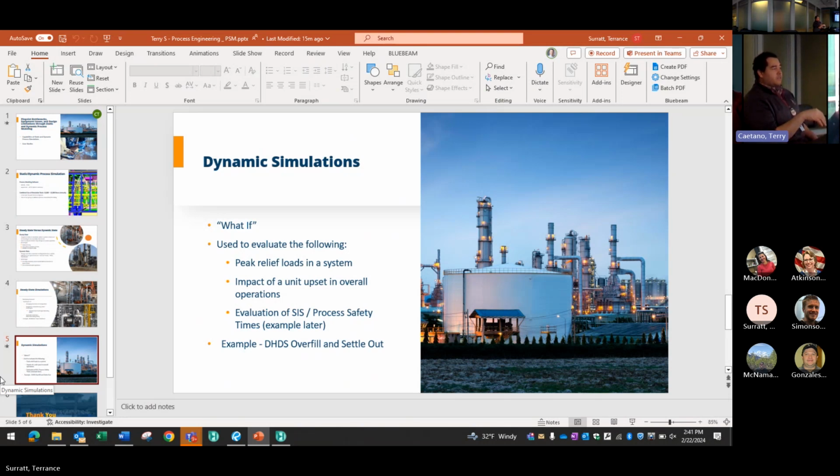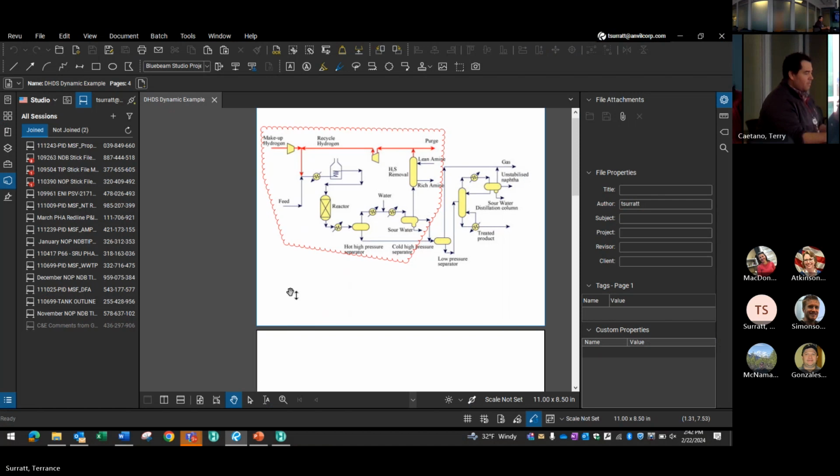The dynamic simulation does everything the static simulation does, but it does it with the integration over time. And so you can see if you close a valve, you can watch how the pressure changes at different spots in the process, or a vessel might overfill and how that affects the pressures up and downstream. So I have a quick example of that as well.